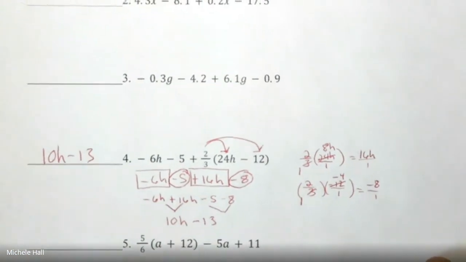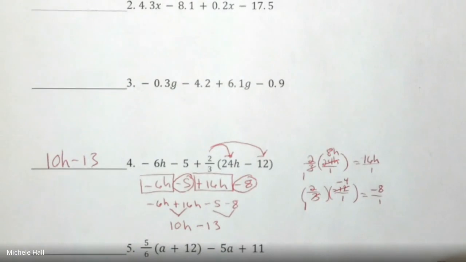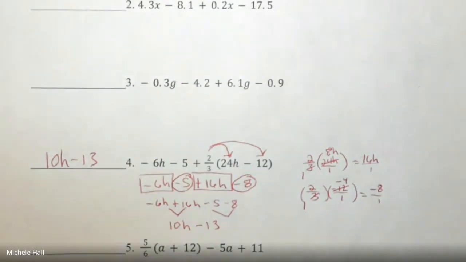Okay, you have 3 problems to complete, problems 2, 3, and 5. When you pass in your homework, make sure you have all your answers written down as well as the work that you showed to get your answers.